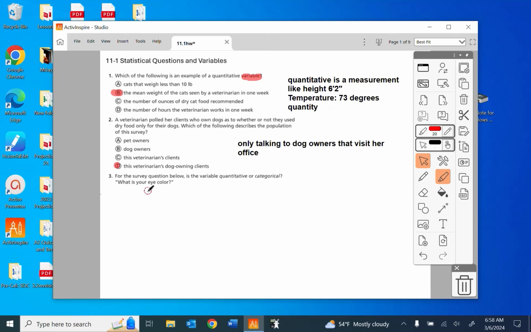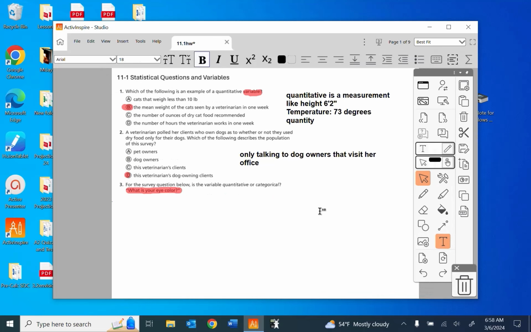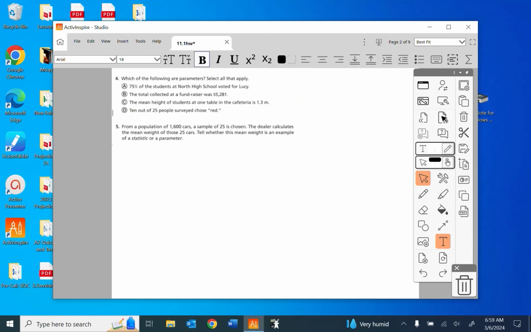For the survey question below, is the variable quantitative or categorical? What is your eye color? And again, quantitative means quantity. A categorical is a quality. Usually we use the word qualitative, but this is a categorical variable, also known as a qualitative variable. Anyway, there's the first three. I don't really like the first question.